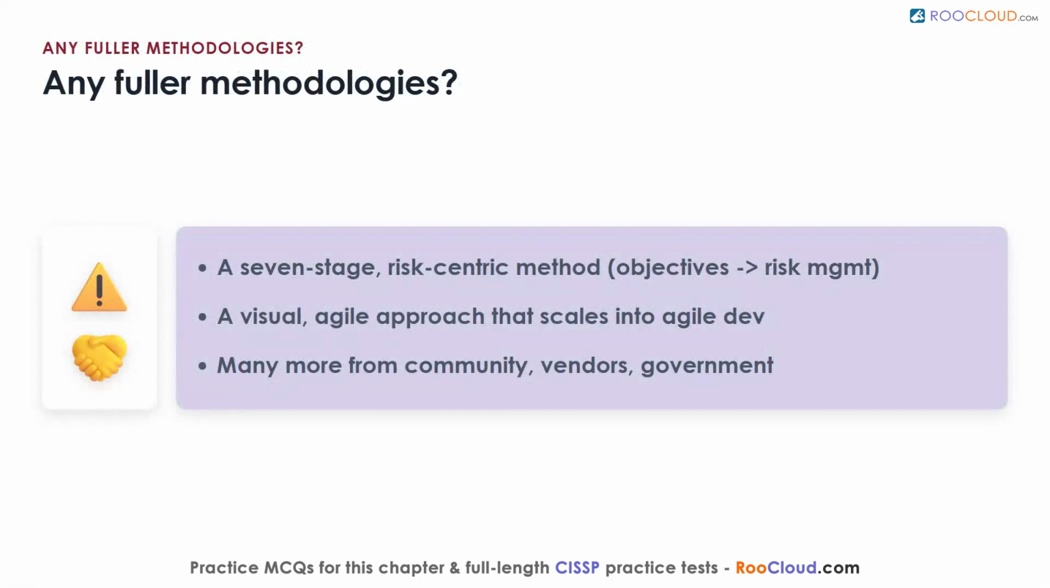Are there fuller methodologies beyond STRIDE? Yes, several structured ones exist. One is a 7-stage, risk-centric method that walks from defining objectives through scoping and decomposing the application into threat and vulnerability analysis, attack simulation, and finally risk management, choosing countermeasures based on what your assets are worth. Another is a visual, agile approach that folds threat and risk management into agile development at scale. These are just 2 of many available from community groups, vendors, and government bodies. Think of choosing a recognized project methodology. You pick the one that fits how your team already works.